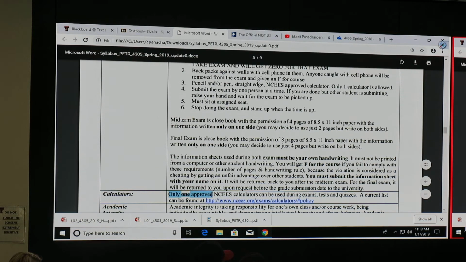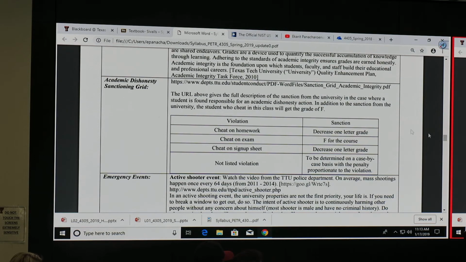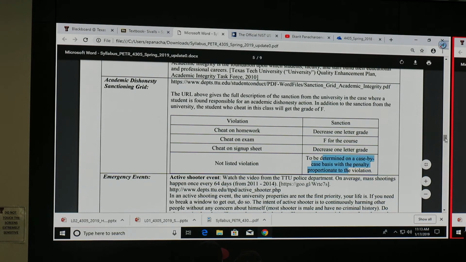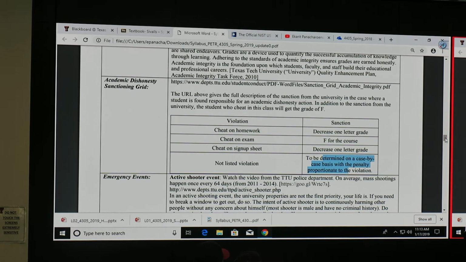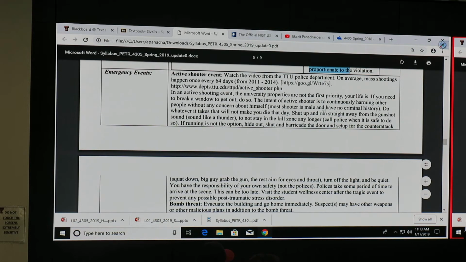You are allowed only one calculator. The rest, just read it. This one is fun. Academic dishonesty. If you cheat, there is a penalty. If the penalty is not listed, I will decide it. There are aggravating circumstances, and if you confess, we may lower the sanction.